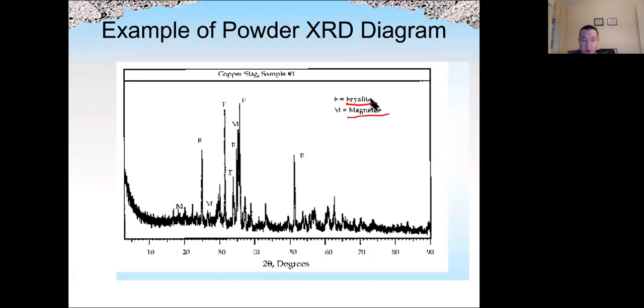The typical example of a powder X-ray diagram will be something like this. The y-axis is the intensity. The x-axis is 2 theta. It's 2 theta. It's not 1 theta, but 2 theta.